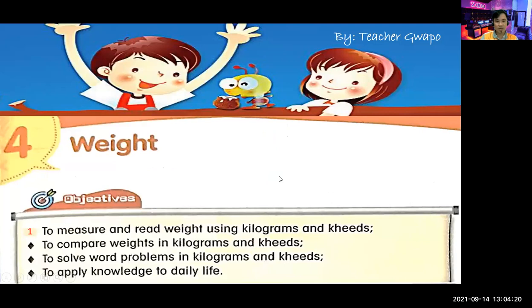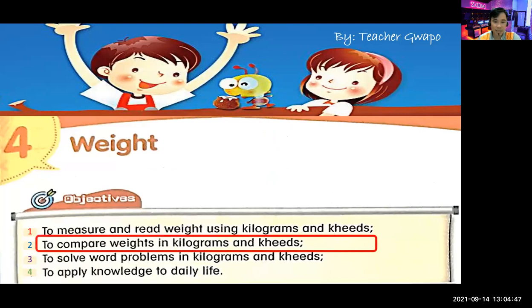Okay, so here are the objectives that we have: to measure and read weight using kilograms and grams. We need to know how to measure, and I know you do know it already by using the tools. And the second one, we must know how to compare. This is the objective that we will have this afternoon. And to solve word problems, that will be tomorrow. And of course, you must know how to apply the things that you have learned. So here, to compare weights in kilograms and grams.